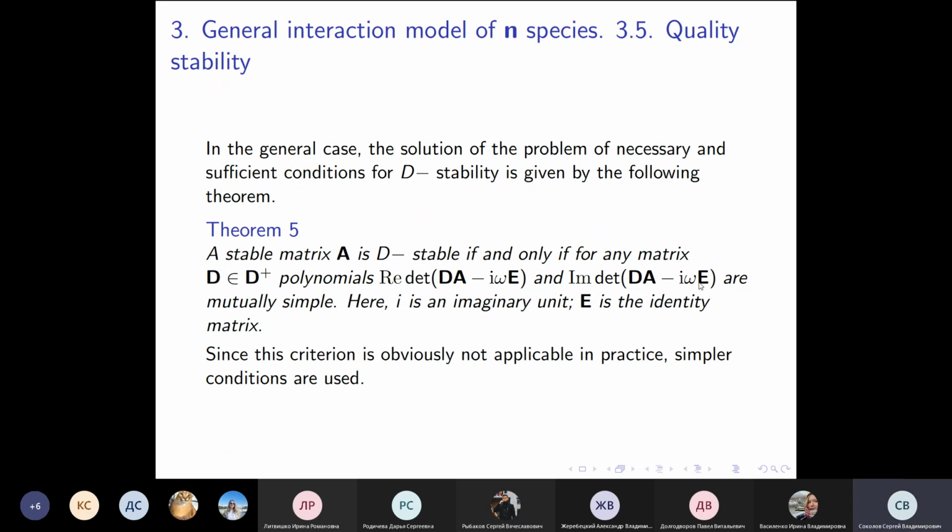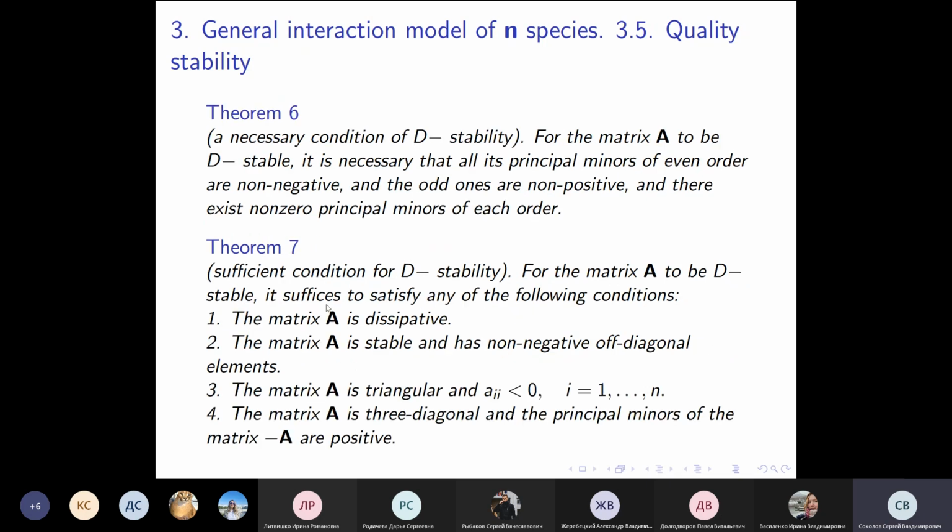That's why there are a number of theorems giving sufficient conditions. If these conditions are fulfilled, then the matrix A is D-stable. So first of all, there is a necessary condition. For a matrix A to be D-stable, it is necessary that all its principal minors of even order are non-negative and the odd ones are non-positive, and that there exist non-zero principal minors of each order.